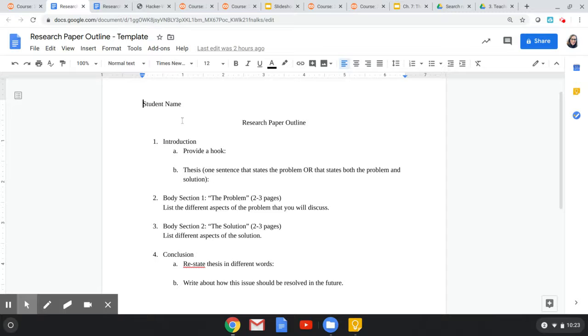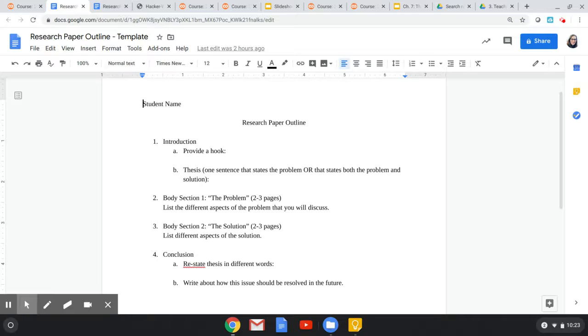So the template that you'll be using this week to develop your outline is available as a link on our webpage, and it has research paper outline, and then basically it has these 4 parts: the introduction, the 2 different body sections, and then the conclusion. But you'll notice that the body sections are much bigger than we usually think of with a typical body section.